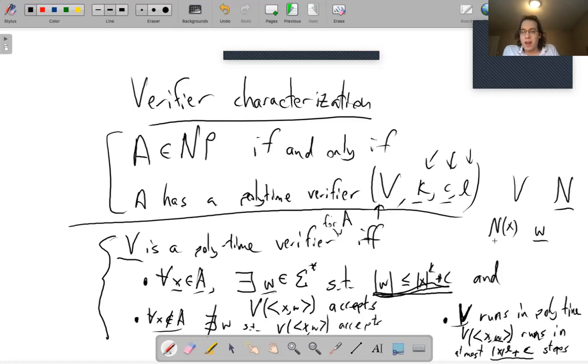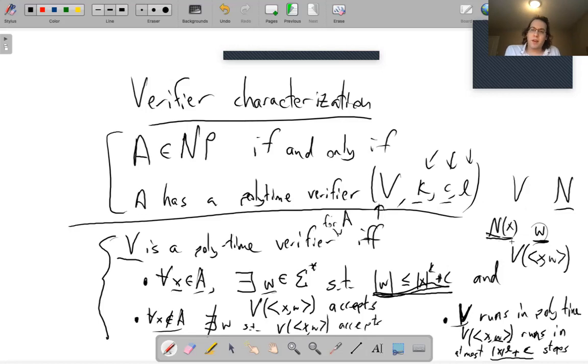Okay, so N will non-deterministically write W on the tape just by guessing all possibilities for the first bit, all possibilities for the second bit, and so on. So that takes polynomial time. And then after N wrote W, N can then simulate deterministically, like it will act as if it's a deterministic machine and simulate V of X comma W. Okay, and then accept if V accepts and reject if V rejects.